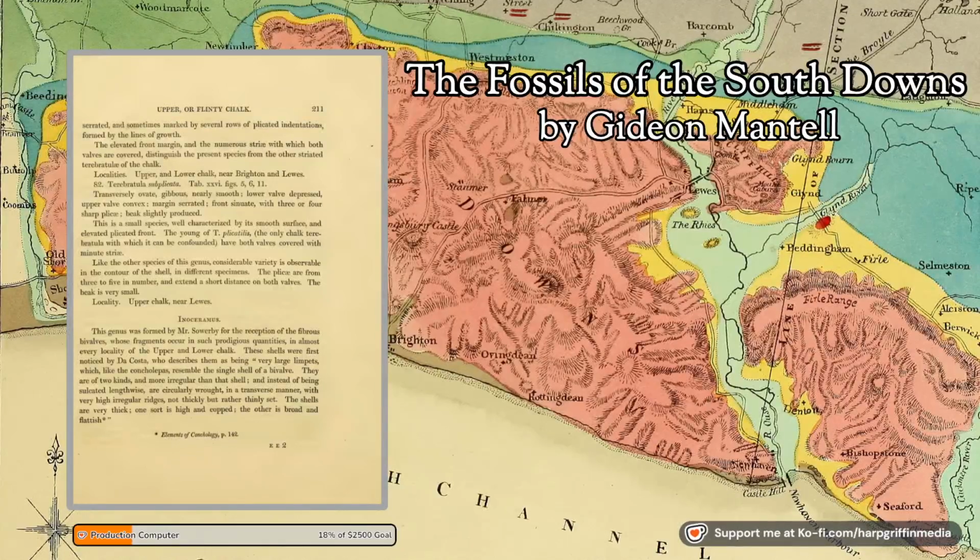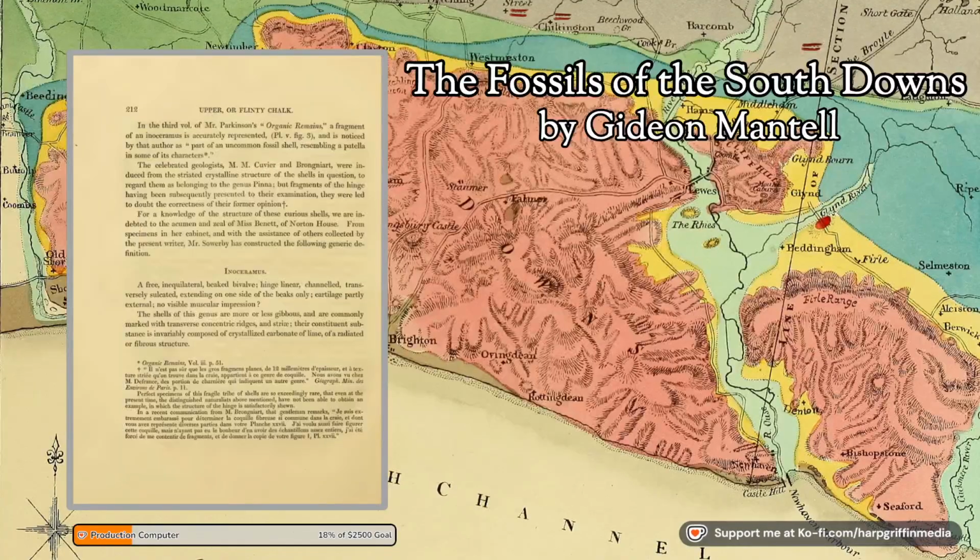They are of 2 kinds, and more irregular than that shell, and instead of being sulcated lengthwise, are circularly wrought in a transverse manner, with very high irregular ridges, not thickly but rather thinly set. The shells are very thick. One sort is high and copped, the other is broad and flattish. In the 3rd volume of Mr. Parkinson's Organic Remains, a fragment of an Inoceramus is accurately represented, Plate 5, Figure 3, and is noticed by that author as part of an uncommon fossil shell, resembling a patella in some of its characters.